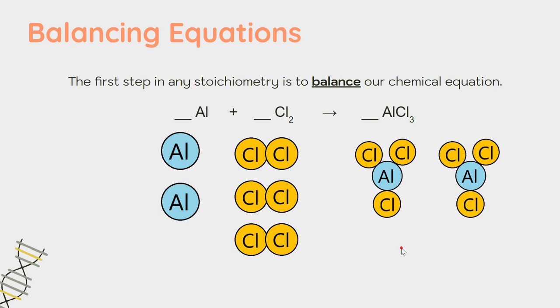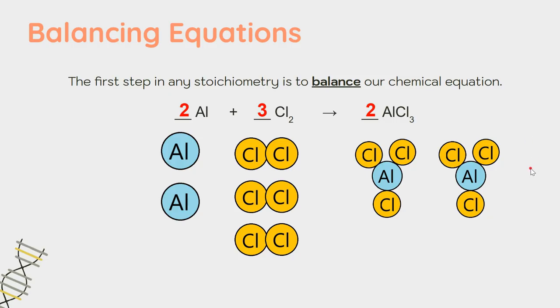But the first step in any stoichiometry problem is to make sure we balance our chemical equation. For instance, if we have two of these aluminum atoms, remember that the 2 in front of aluminum shows us how many aluminum atoms. The 3 in front of this Cl2 shows us how many molecules of Cl2 there are. And the 2 in front of AlCl3 shows us how many molecules of AlCl3 there are. However, these numbers mean something else in terms of stoichiometry.